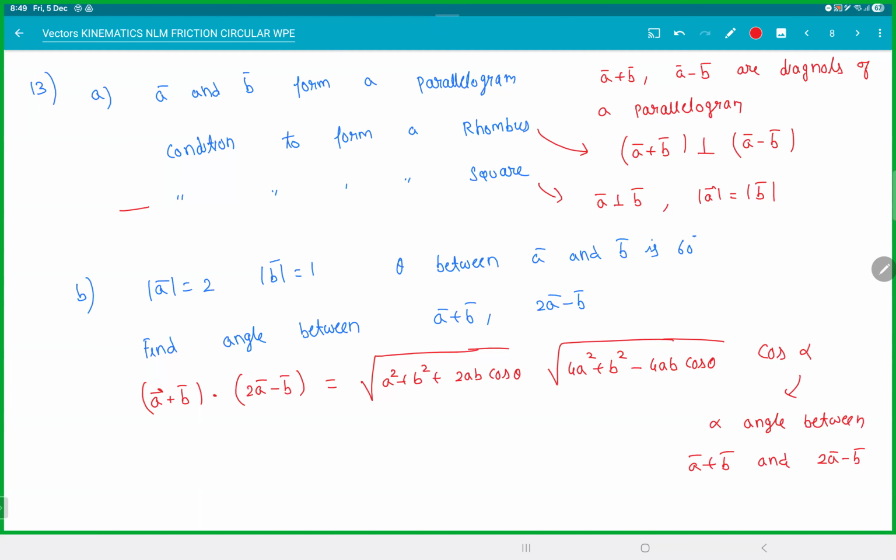So that will be 2A square minus 2B square plus or minus A dot B. So yeah. Clear with that? You can do the working. I'll leave it to you there.